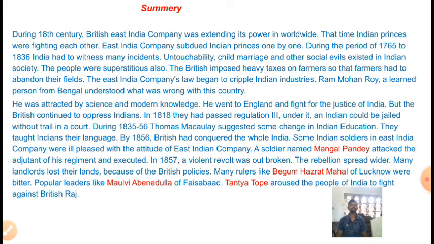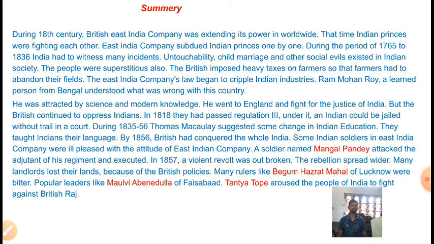During 1835 to 56, Thomas Macaulay suggested some changes in Indian education. Whatever Indian education was, the language of education, which was Persian and Sanskrit, was later changed to the English language. They taught Indians their languages. By 1856, the British had conquered the whole of India.